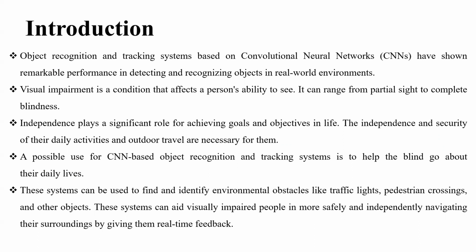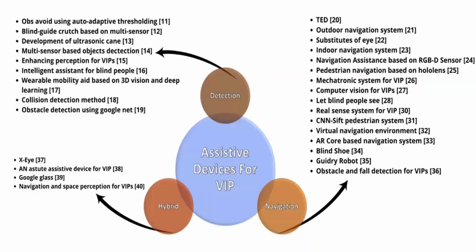A possible use for a CNN-based object recognition and tracking system is to help the blind go about their daily lives. These systems can be used to find and identify environmental obstacles like traffic lights, pedestrian crossings, and other objects. These systems can aid visually impaired people in navigating their surroundings more safely and independently by giving them real-time feedback. This figure gives us the assistive device for VIP. This contains detection, hybrid, and navigation.